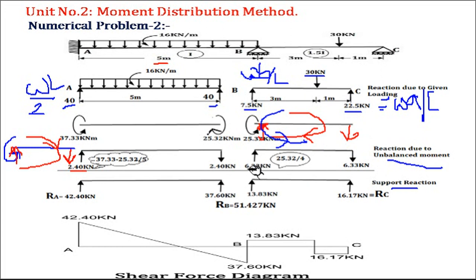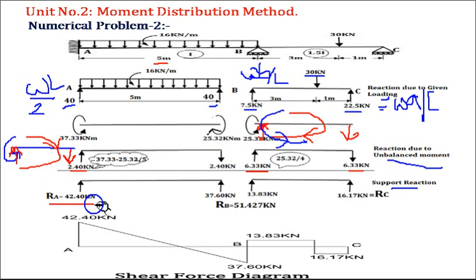Now the reaction due to the unbalanced moment will be 25.32 divided by the length, that is 4. So we get the value 6.33. Both values will be the same, but they act in equal and opposite directions.